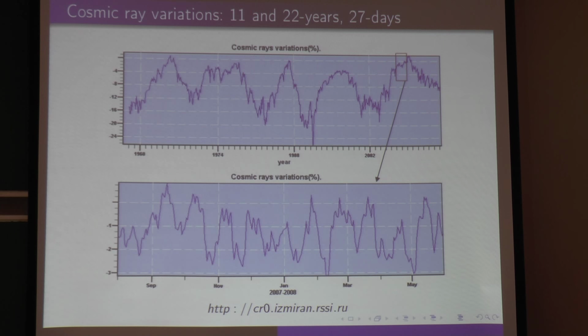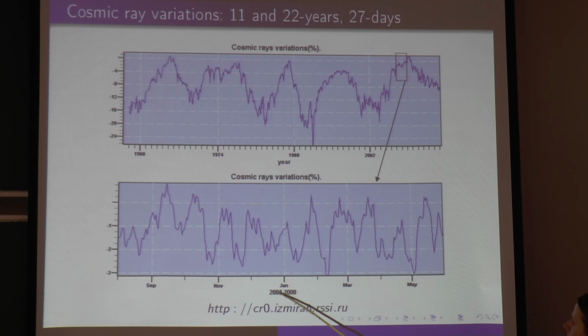So this is directions, average. This is the average one. And if we look on a short time scale, for example this minimum, very special, we can see periodicity of cosmic rays with a period of 27 days. This is 27 days.